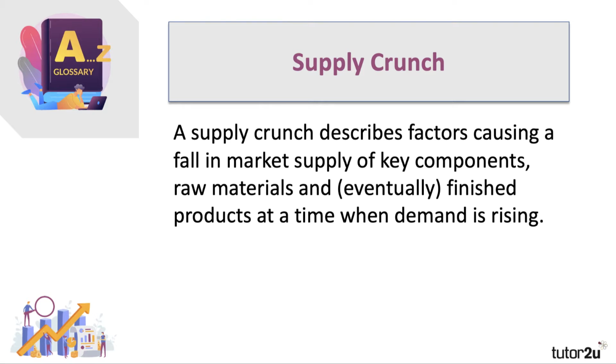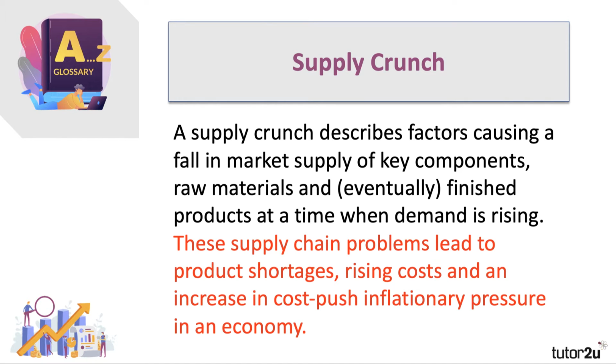Well, I would describe it as a series of factors causing a fall in market supply of perhaps key components, key raw materials, perhaps even key finished, completed manufactured goods at a time when demand is going up. So the result is that there's a shortage of products because of the supply chain difficulties. That leads to higher costs and therefore an increase in cost push inflationary pressure. And we'll model cost push inflation in an analysis diagram in a few minutes.